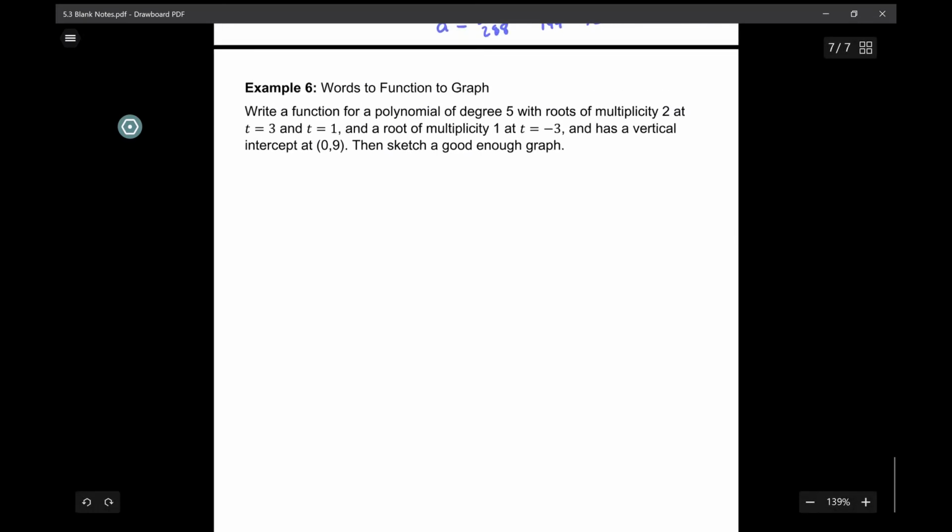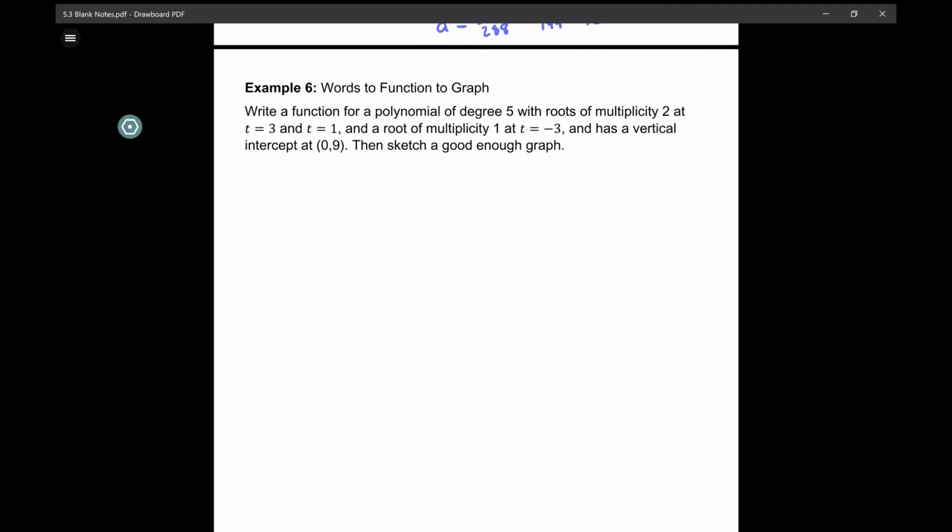All right. Let's talk about the last way to do this. We're going to talk about words to function to graph. So we're going to just talk in words first, and then we're going to try and come up with a graph. So we want a function for a polynomial of degree 5 with roots of multiplicity 2 at t equals 3 and t equals 1, and a root of multiplicity 1 at t equals negative 3. It has a vertical intercept at (0, 9). Then sketch a good enough graph.